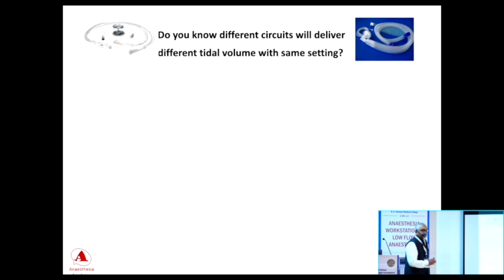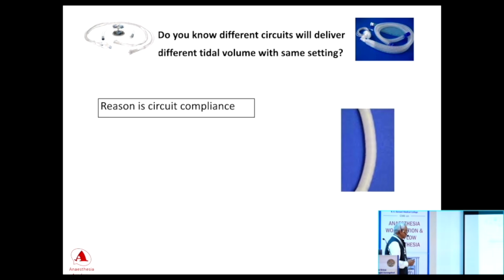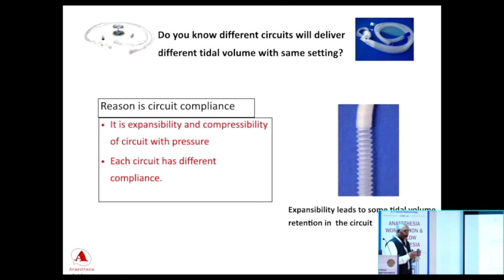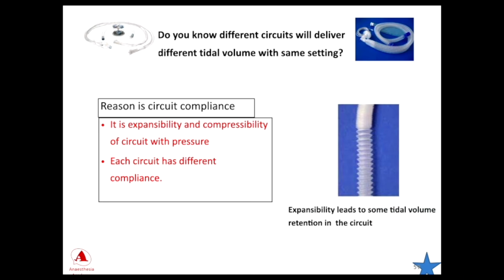Different circuits deliver different tidal volume, okay, with the same setting. You have done the same setting and it still delivers different. The reason is called circuit compliance. It is basically the expansibility or compressibility of the circuit with the pressure. And each circuit has a different compliance.